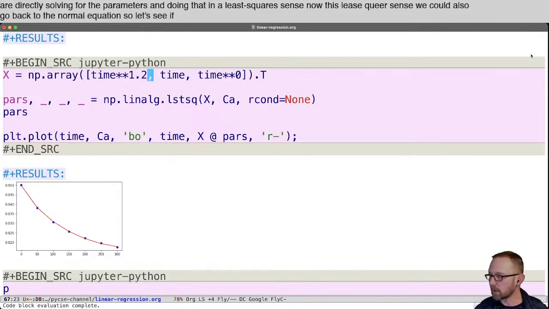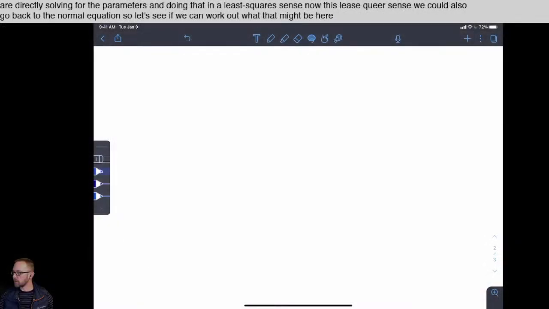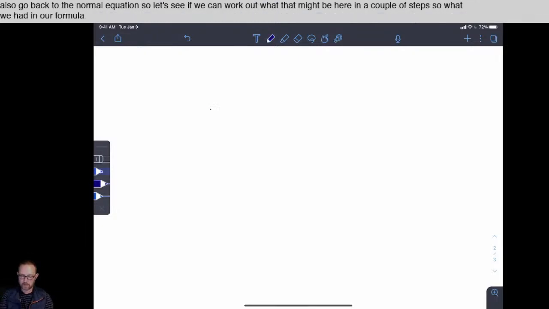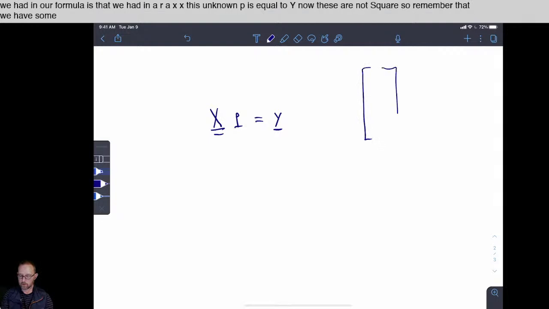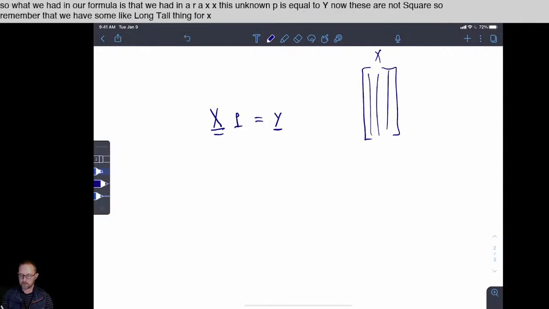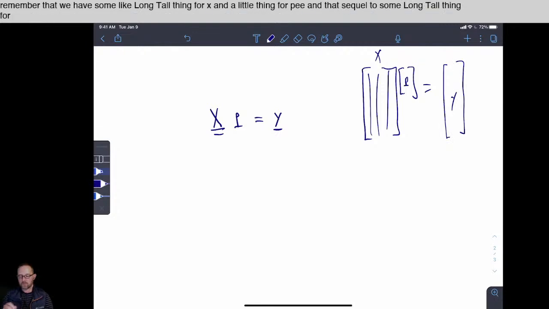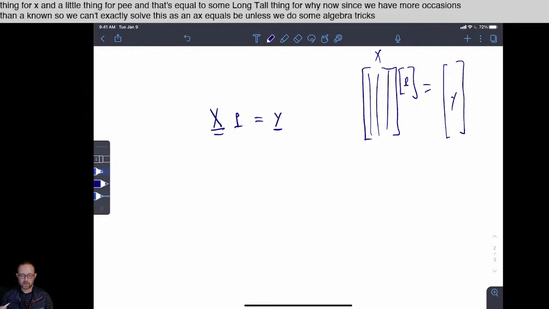So let's see if we can work out what that might be here in a couple of steps. What we had in our formula is an array x times this unknown p is equal to y. Now these are not square, so remember that we have some long, tall thing for x and a little thing for p, and that's equal to some long, tall thing for y. Since we have more equations than unknowns, we can't exactly solve this as an Ax equals b unless we do some algebra tricks. So the algebra tricks look like this.